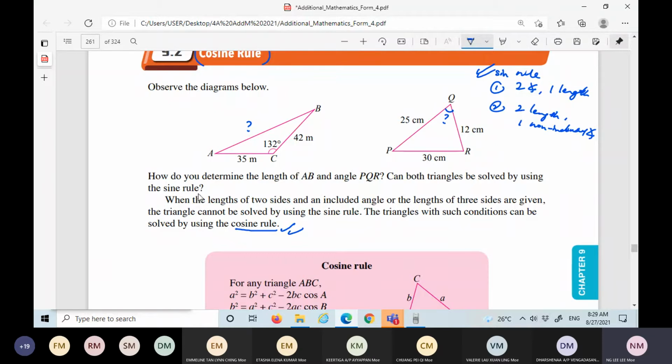Okay, over here, the first type: the lengths of two sides and an included angle. Two sides and then an included angle, this is the first type. This is the second type: the lengths of three sides are given. Then for these two types of condition, you use the cosine rule. So if you want to be fast, when you look at the question, it is good that you know what type of question uses the sine rule and what type uses the cosine rule. So this one I will say is important.